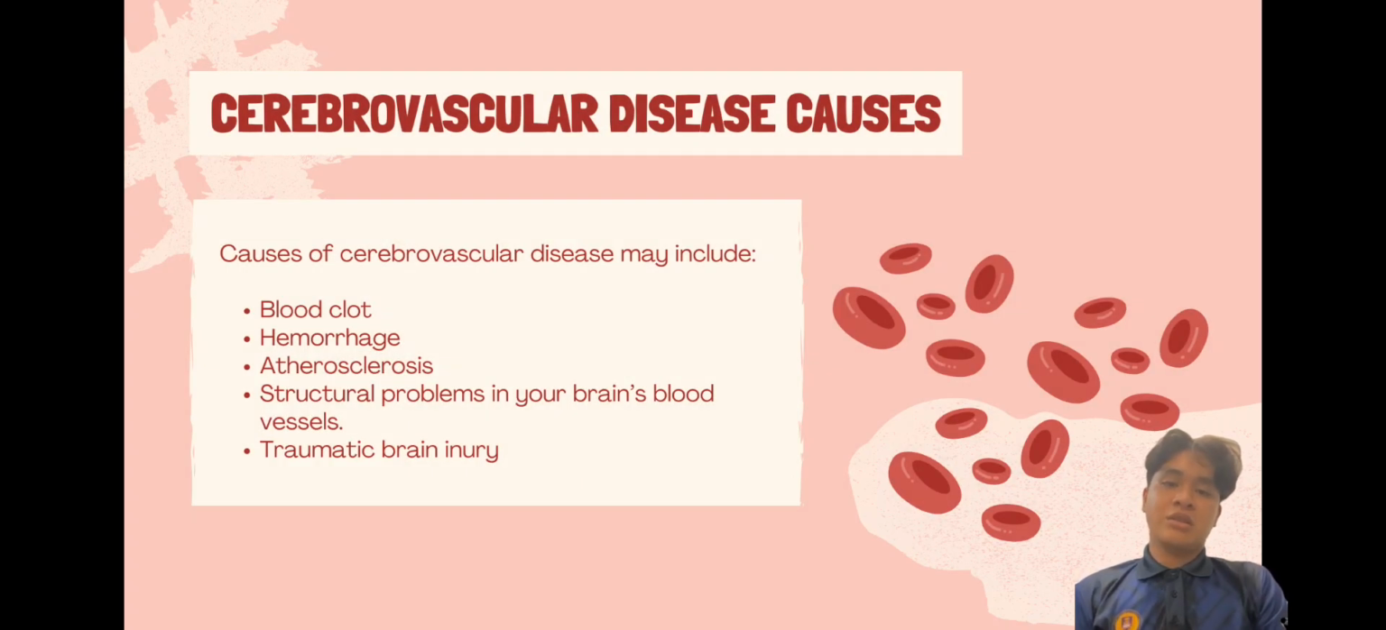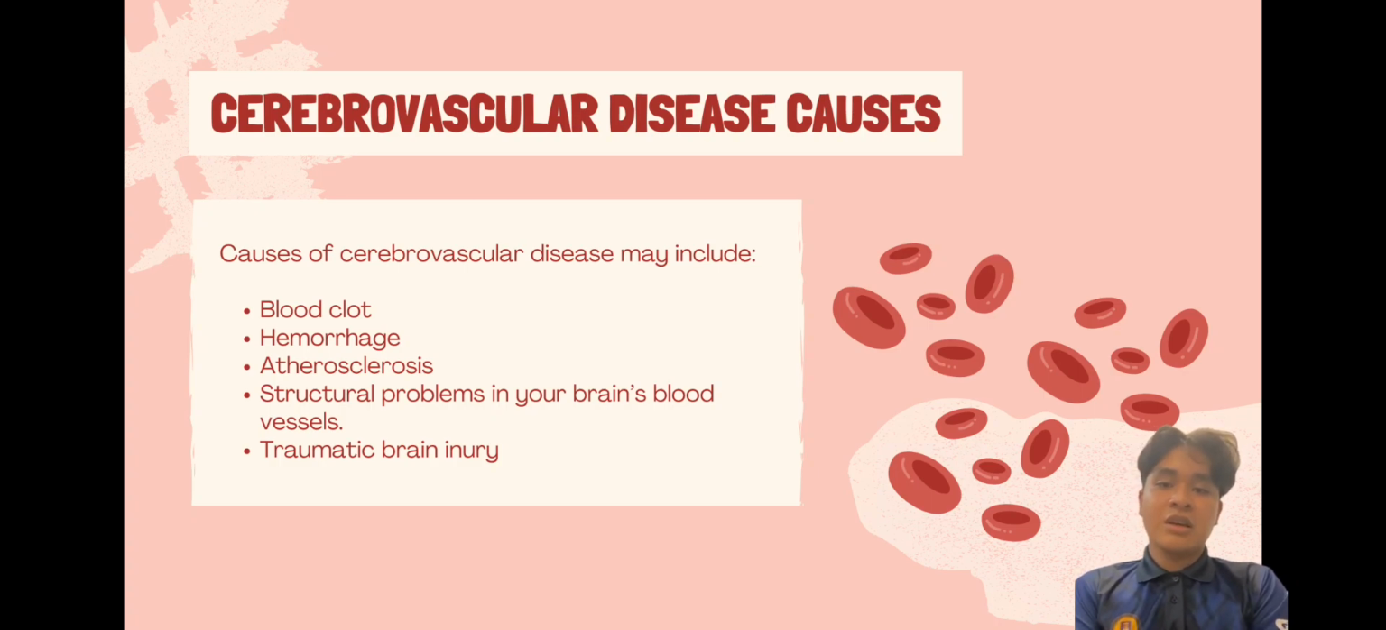What causes cerebrovascular disease? Causes of cerebrovascular disease may include a blood clot that spontaneously forms in a blood vessel in your brain. This is thrombosis and usually happens in areas where your blood vessel is narrow or irregular. Another cause is a blood clot that travels to your brain from elsewhere in your body, called embolism.